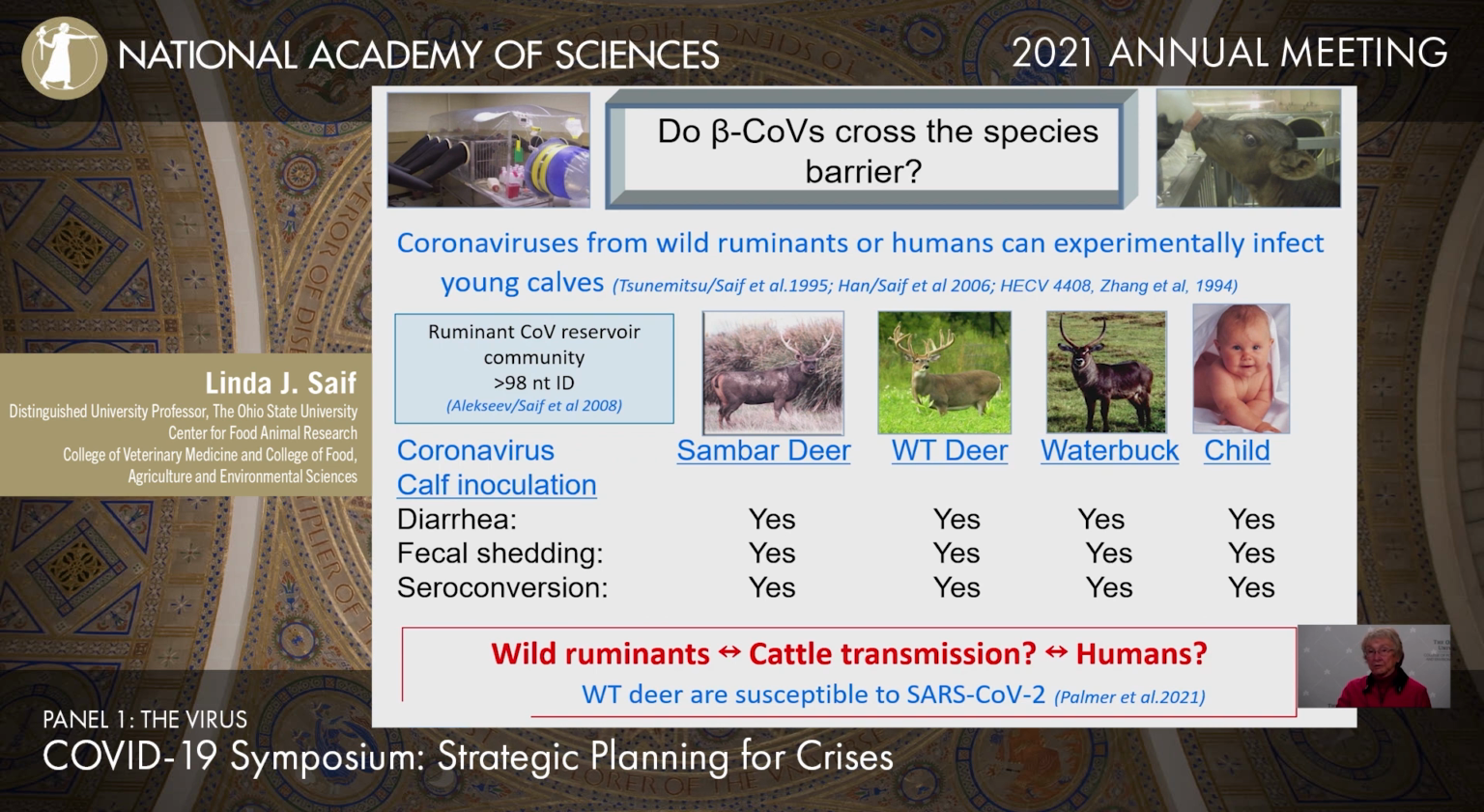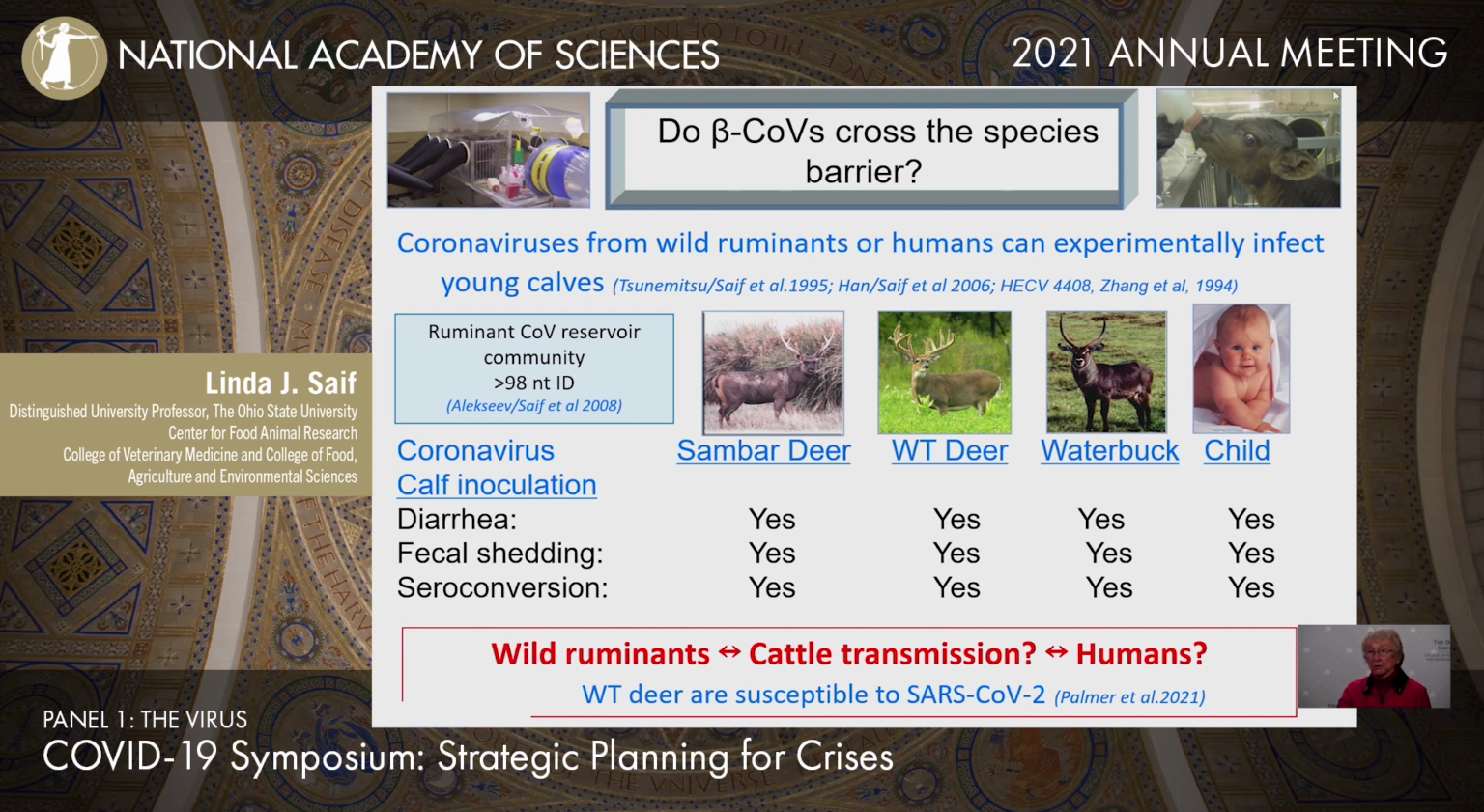So we also wanted to investigate if beta coronavirus can cross the species barrier. So Dr. Tsunemitsu, a postdoc in my lab from Japan, we isolated these related coronaviruses from captive wild ruminants, sambar deer, white-tailed deer, a waterbuck. And then we obtained a diarrhea case from a child with diarrhea from Dr. Zheng, and this virus was genetically very similar to bovine coronavirus.